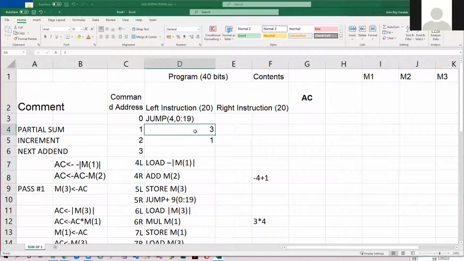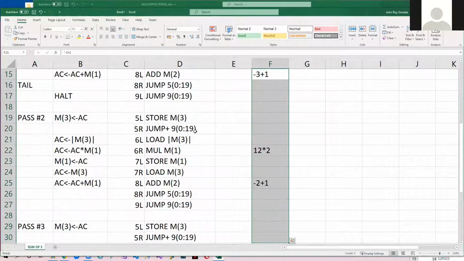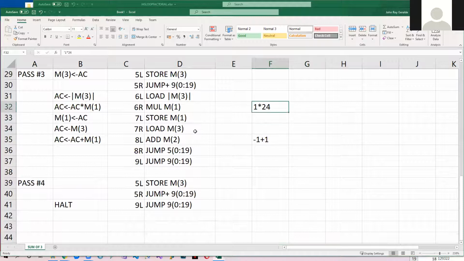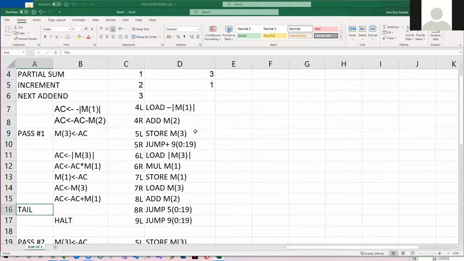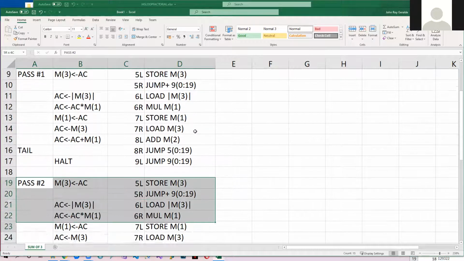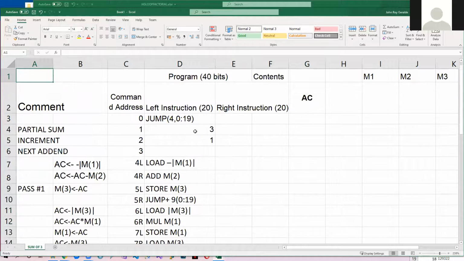409. Load M1. So this becomes 3, the sum of the first 3 numbers. I'm just going to erase this anyway. This is the loop. Sum of the first 3 numbers with loop. Let me just erase the whole code. We have our tail here. This is a top-down loop, because that's the most appropriate approach if you have a jump plus.